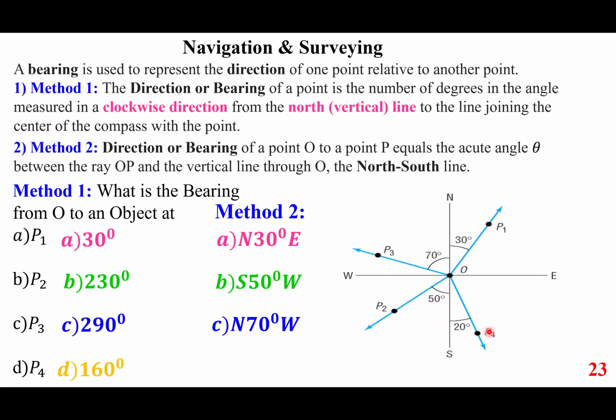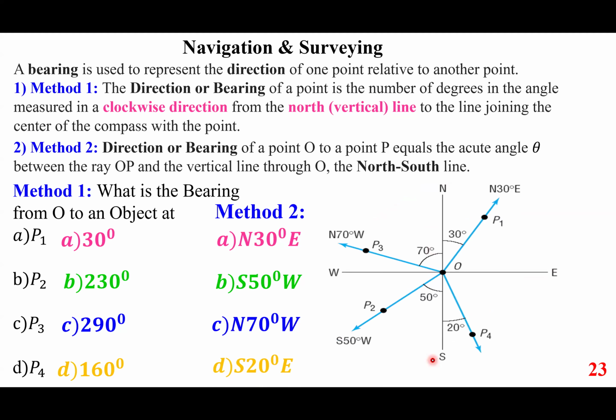P4 is closest to S or N? S, the south. So S, 20 degrees, the right is east. That's how you do the bearing. So this is what you get, okay? Those are all the answers.